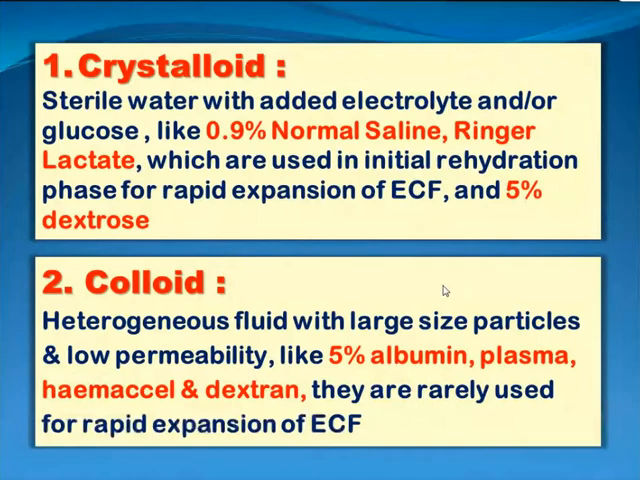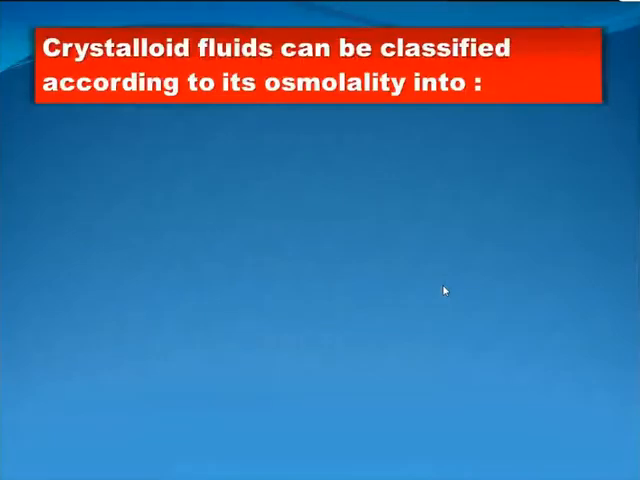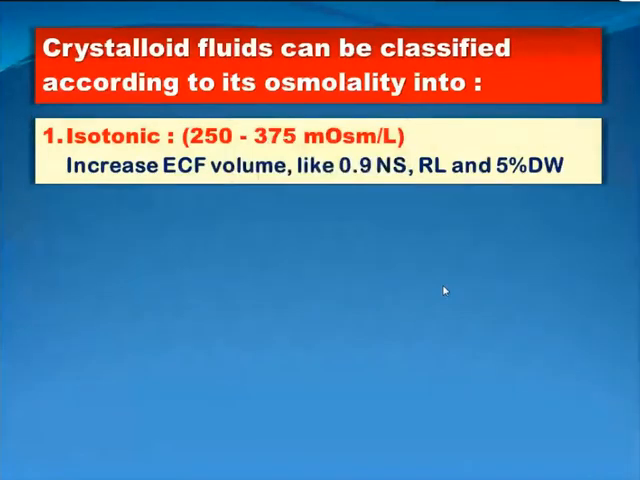Now the crystalloid fluid can be classified again into three types according to osmolality. You know, the IV fluid may contain sodium with glucose, or sodium alone, or glucose alone. The presence of sodium and glucose in a certain concentration or osmolality will classify the crystalloid fluid into three main types. So it may be isotonic. And when we say isotonic, we mean the osmolality is between 250 and 375, which is the range in which the normal osmolality of the plasma is placed. So what is the normal osmolality of plasma?